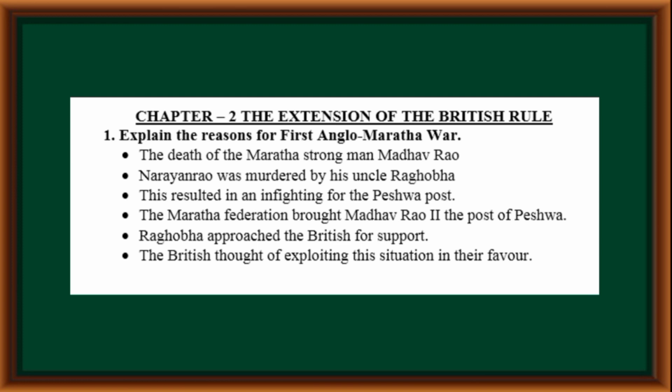Explain the reasons for the First Anglo-Maratha War. The death of Madhavrao, the Maratha strongman. Narayan Rao was murdered by his uncle Raghoba. This resulted in infighting for the post of Peshwa. The Maratha Federation brought Madhavrao II to the post of Peshwa. Raghoba approached the British for support. The British thought of exploiting this situation in their favor.